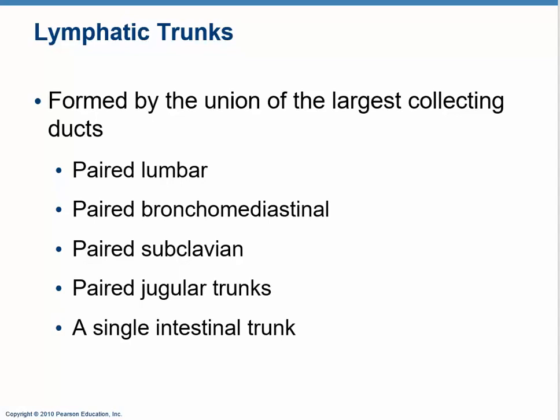The lumbar takes all the lymph from the lower limbs and the abdomen, the abdominal walls, rather. The bronchiomediastinal is around the lungs and the mediastinum. Subclavian is from the arms and chest. Jugular is from the head. Intestinal is from the digestive system.